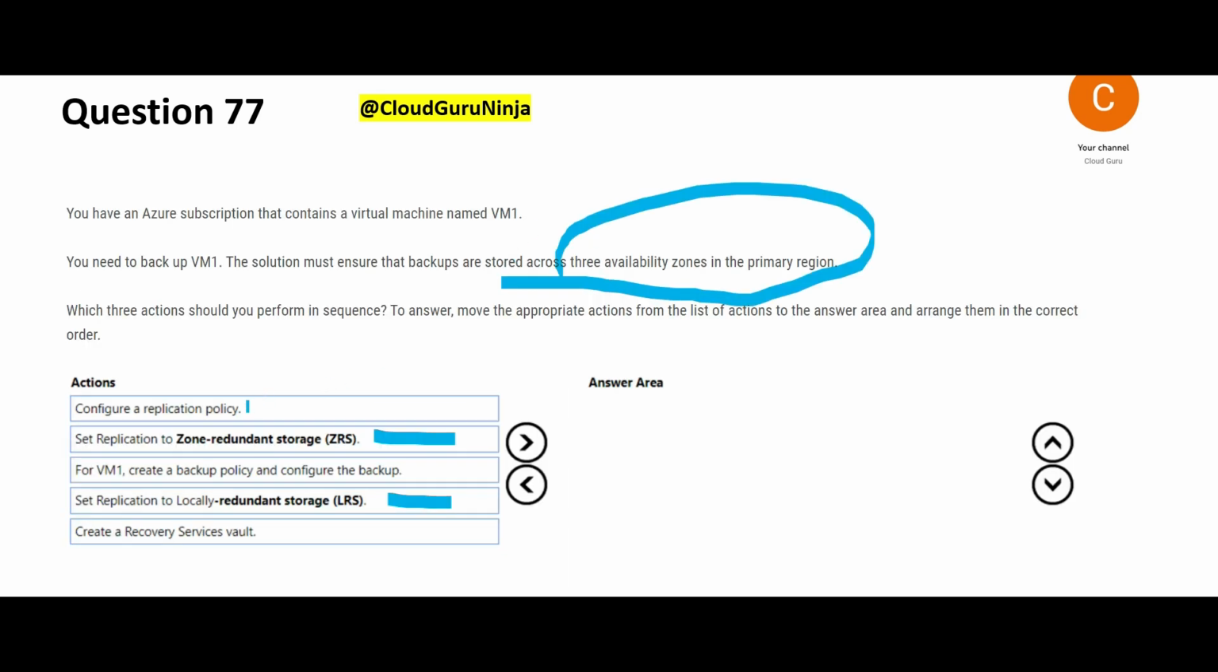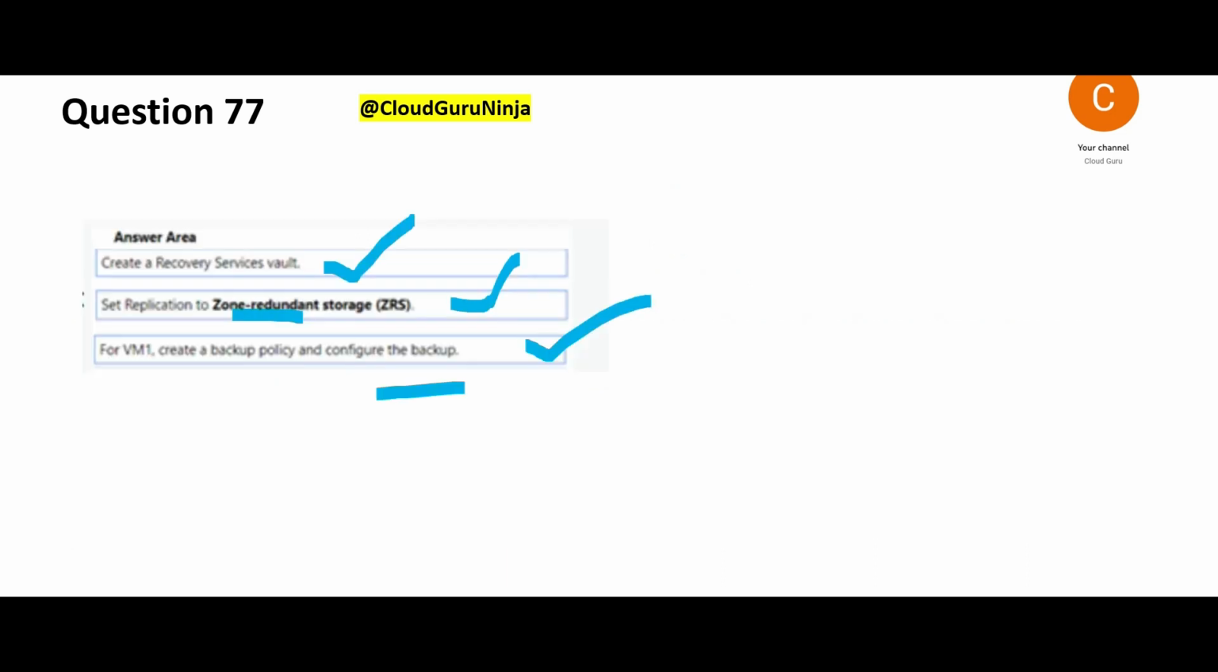Why didn't we choose the replication policy option? The reason is the question says you must ensure backups are stored across availability zones. It is not talking about any replication mechanism, and it is not talking about a read replica. So what are the 3 actions we have to take? The first 3 actions in sequence. And we already established why LRS is wrong: it will store the data locally in one data center, and if that goes down, your data is lost and your services are also lost.